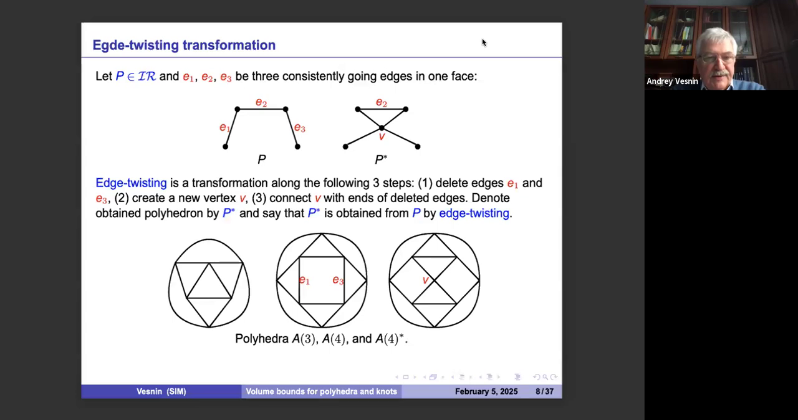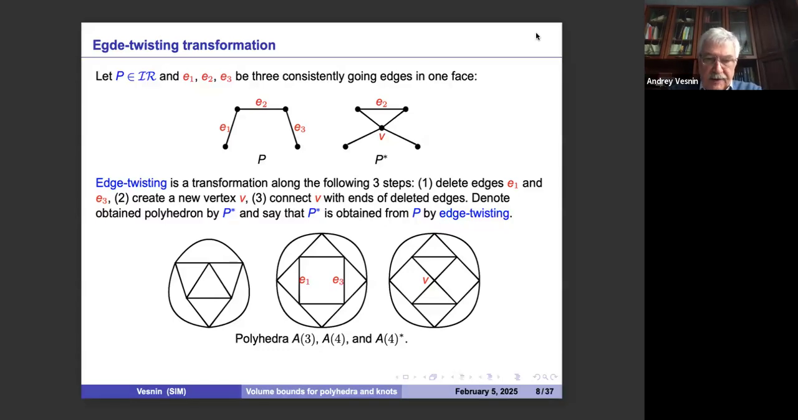There is a very nice transformation, called the H-twist transformation. It's combinatorial, and let me describe this transformation. Suppose you have a polyhedron which is ideal right-angled in hyperbolic space, and suppose we fix some face, and we have 3 edges going consecutively, for example E1, E2, and E3. So what is the H-twist transformation? You can split it into 3 steps. Firstly, you delete E2, you delete each of E1 and E3, and you create a new vertex.